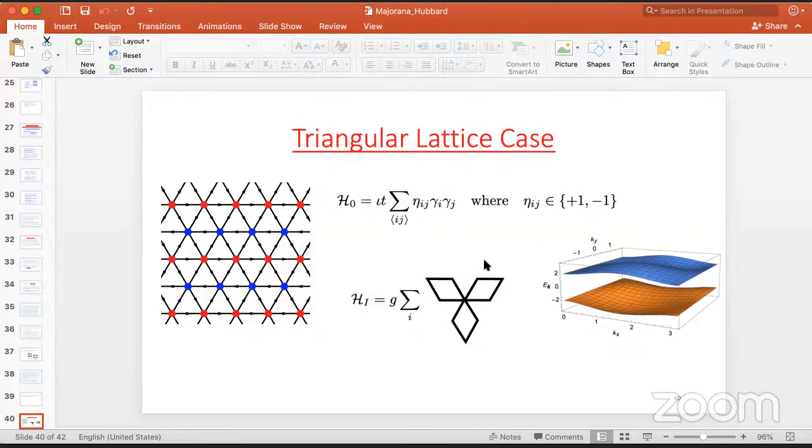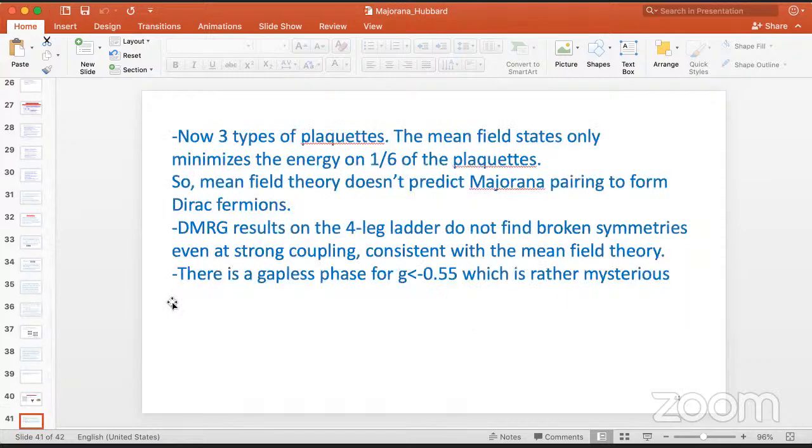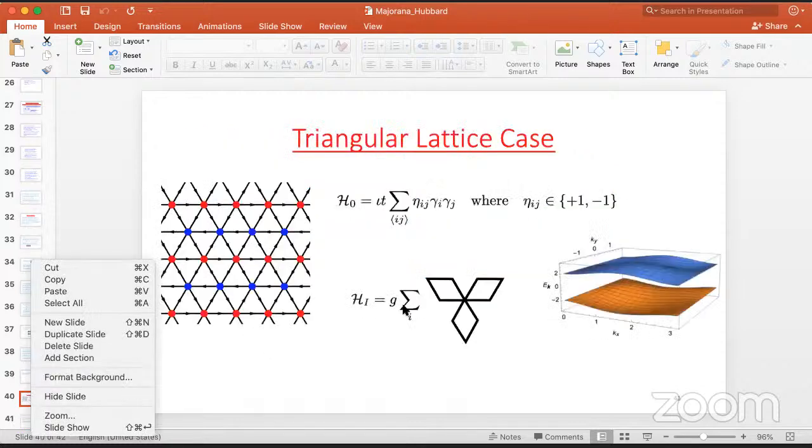And now if we solve the non-interacting case, we find that even with only nearest neighbor hopping, which is the only thing we studied, we have a gap. So there's 2 phases and there's a gap separating them. Now we have 3 types of plaquettes. So now the mean field state only minimizes the energy in 1/6 of the plaquettes. So if we combined pairs of Majoranas to form Dirac fermions, this would only lower the energy in 1/6 of the plaquettes.